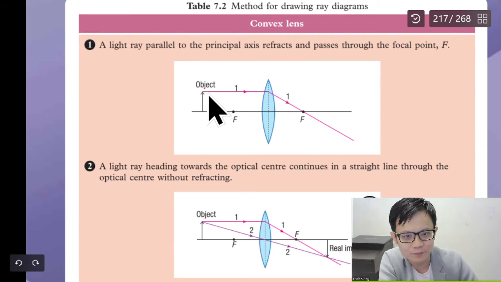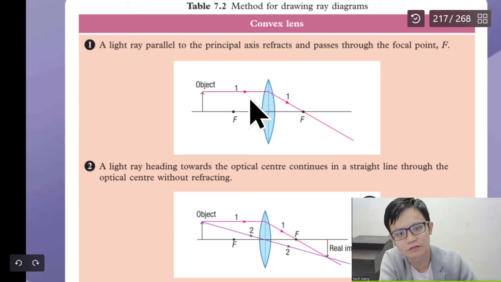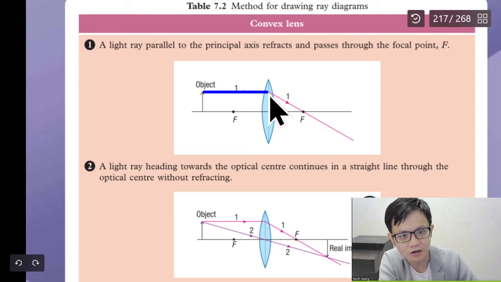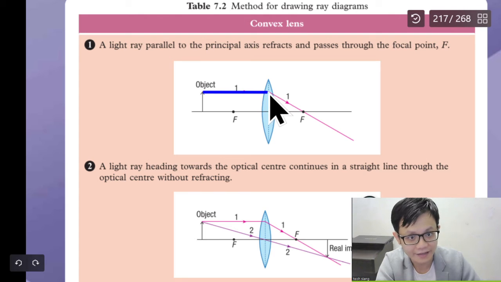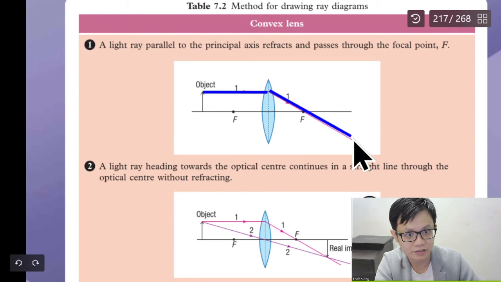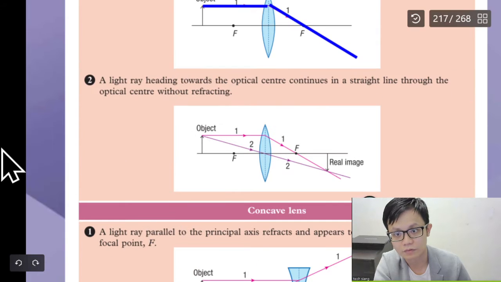Okay, first step, according to this book, I prefer to draw the first step here, but I just follow the book. You draw a straight line from the object to the lens. That is the first step. Second step, draw this line towards the focal point. The focal point will be given in the question.